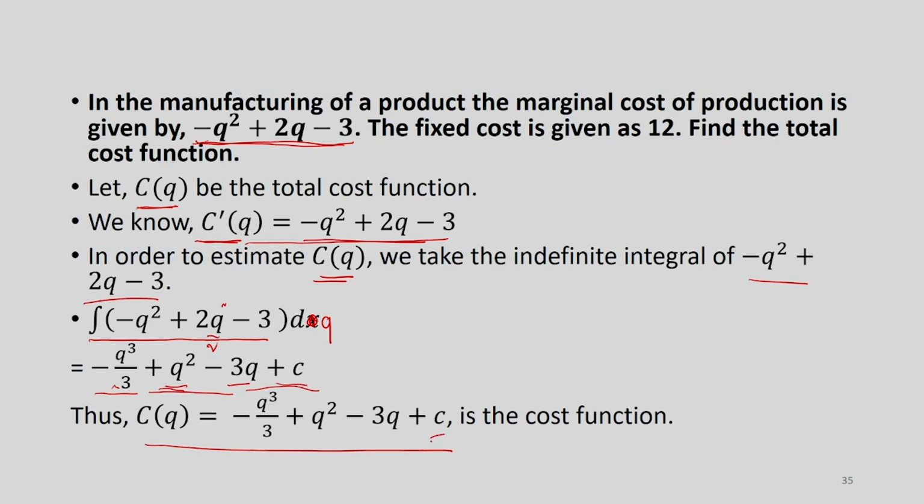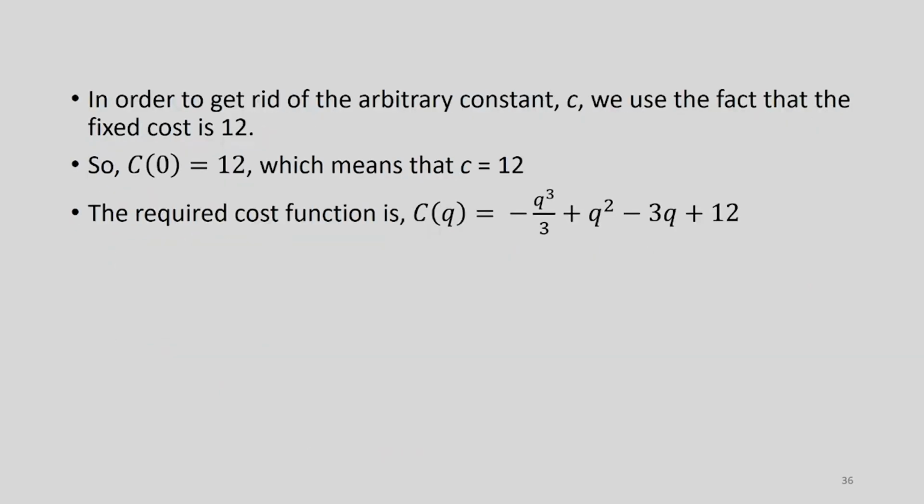But here there is an arbitrary constant small c, and we cannot leave it like that. In order to get rid of the arbitrary constant small c, we use the fact that the fixed cost is 12. Now, fixed cost is 12 means what? That if the producer is not producing, he has to bear some cost, and that cost is 12, right. So, basically it means that at output 0, the producer's cost is 12, right.